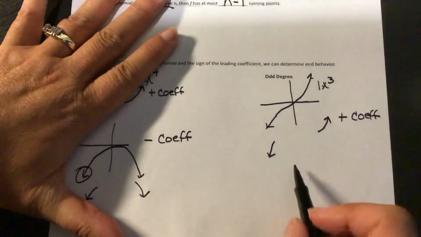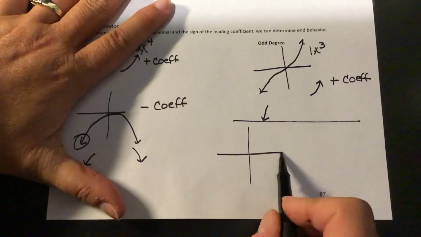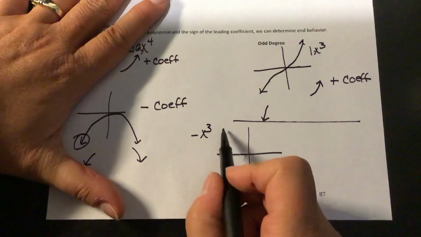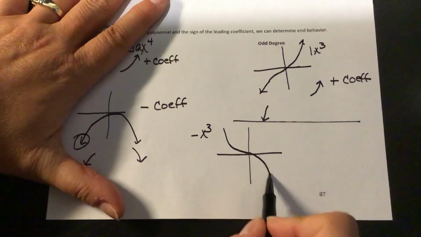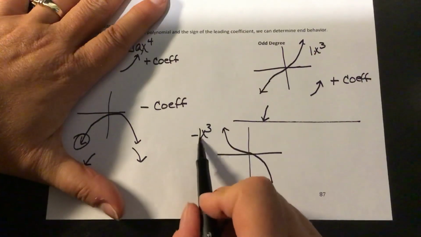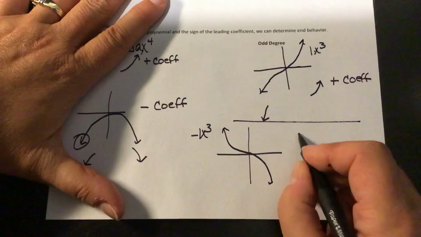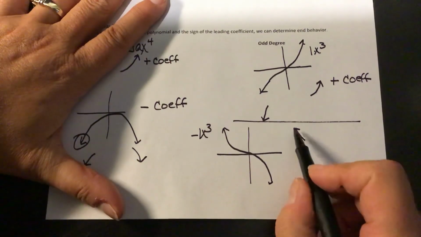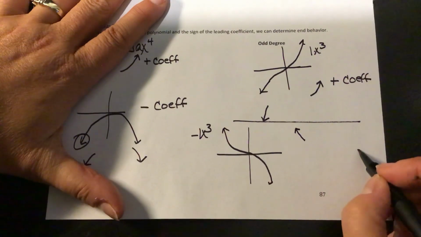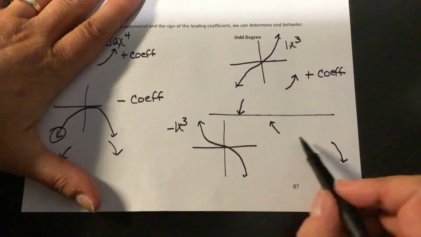If my coefficient is negative, remember if I had negative x to the 3rd, I started this way, it came down, we reflected. If my coefficient is negative, that means I'm going to go up to the left, and then something happens in my function, and then I'm going to go down to the right. So up, then down.